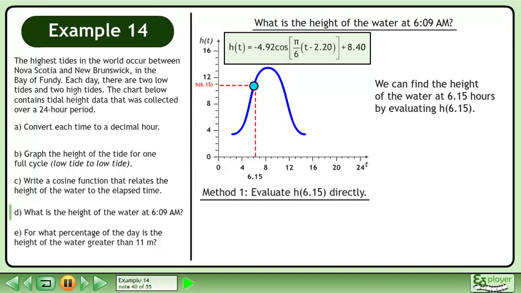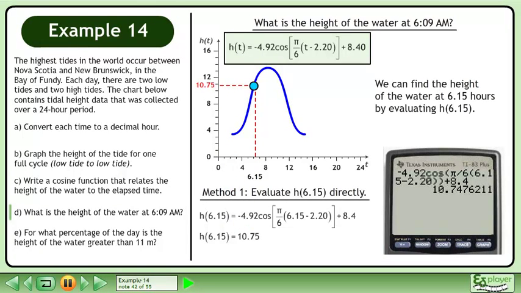In method 1, we'll evaluate h at 6.15 directly. Plug in 6.15 hours for the time. Evaluate to get 10.75 meters. This is the height of the water.